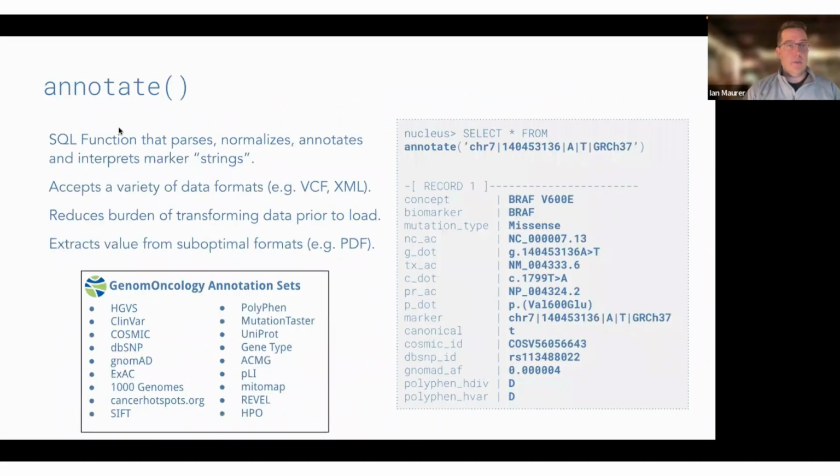So annotate is one of the functions that are available from the SQL API. Basically it takes the marker, whatever format you have it in, whether it's chromosome start ref and alt, or if you have an HGVS, it can then take that information and parse it and convert it to proper HGVS with the right transcripts. And we can support multiple transcripts, and we can support both GRCh37 and 38. And then we can bring in also a variety of different IDs and scores from different annotation sets, and these are just some examples.